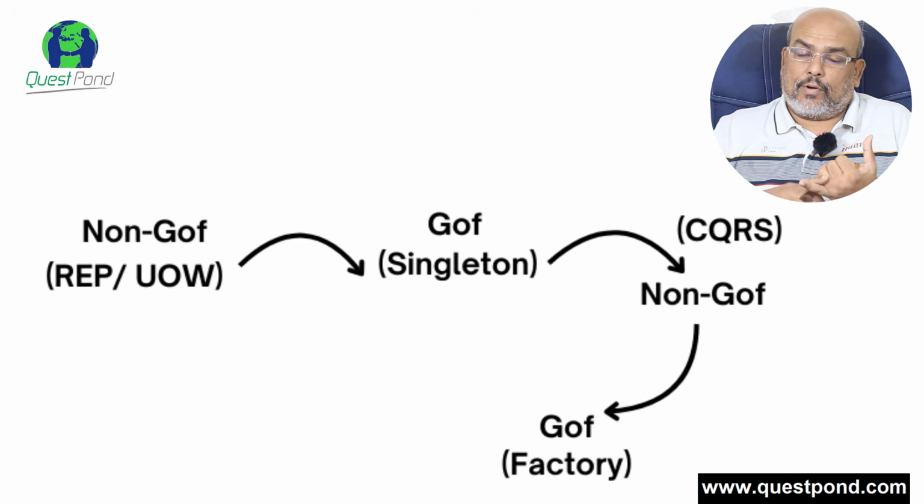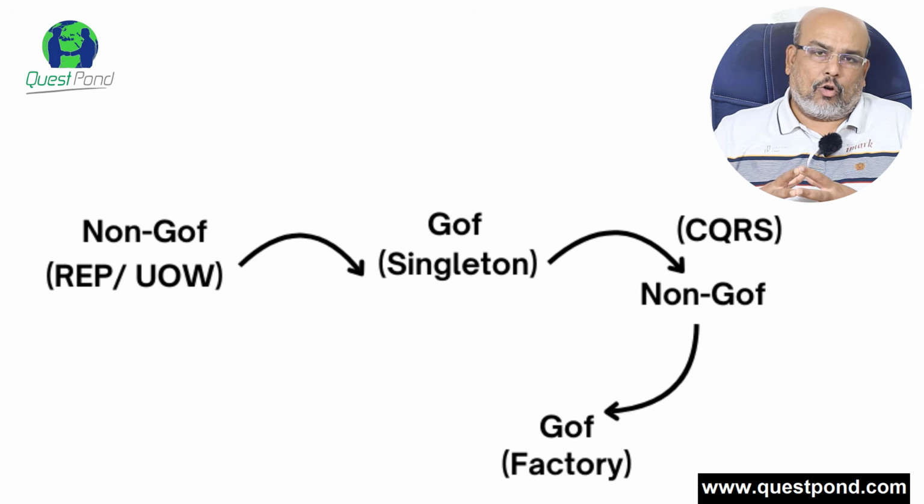So remember, we have covered two non-GoF patterns first, repository and unit of work. Then we covered Singleton. Then we covered a non-GoF pattern again, which is CQRS, and now we are covering a GoF pattern, which is the factory pattern. I feel that the factory pattern is not only over-discussed, over-talked, but also very useful as well.